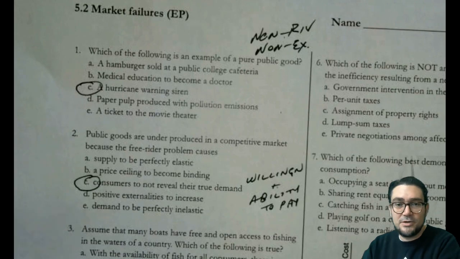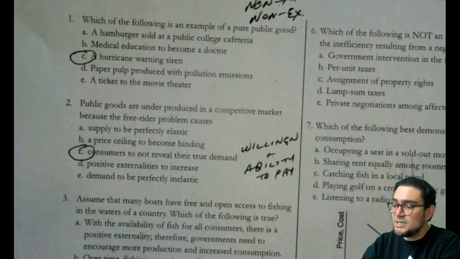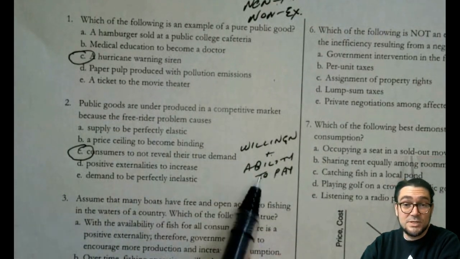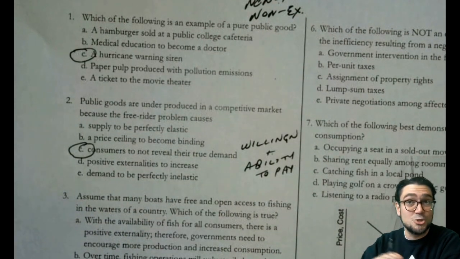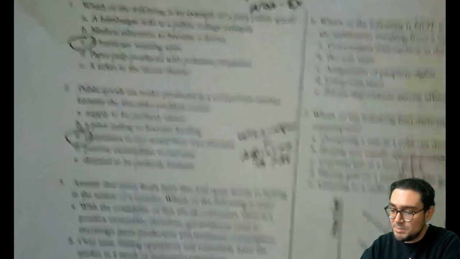So C is going to be our correct answer here. It's an interesting way to describe that. But the free rider is not unwilling or unable. They're willing and able to pay. They're just not showing that, right? Because we're not forcing them to pay.